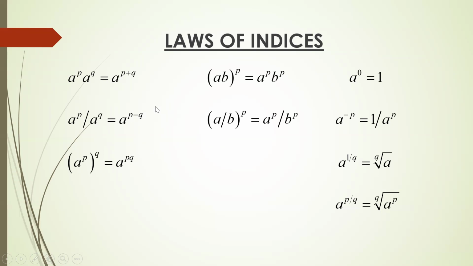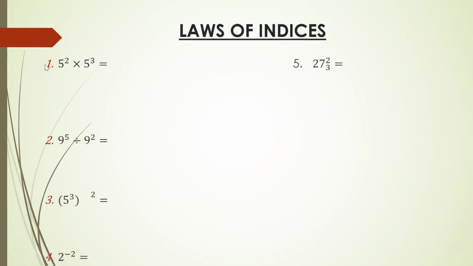Okay, so let's delve into the questions now. If you see these questions, we're just applying the rules that we have passed through just now. So let's start. 5 power 2 times 5 power 3. You have the same bases, 5 and 5, but the powers are different, so you add the powers. You take 2 plus 3, therefore you have 5 power 5.